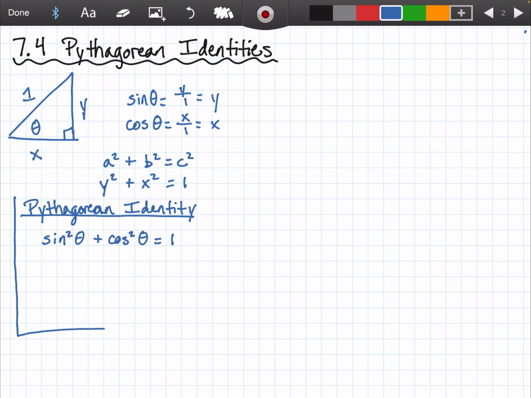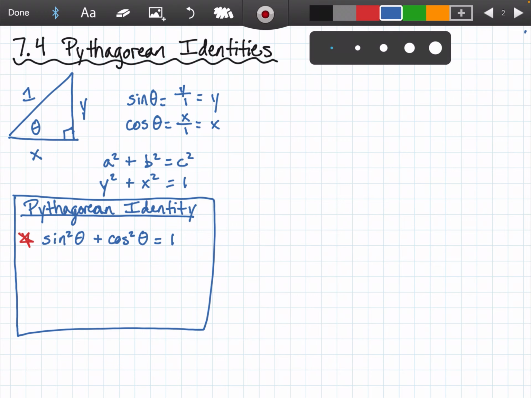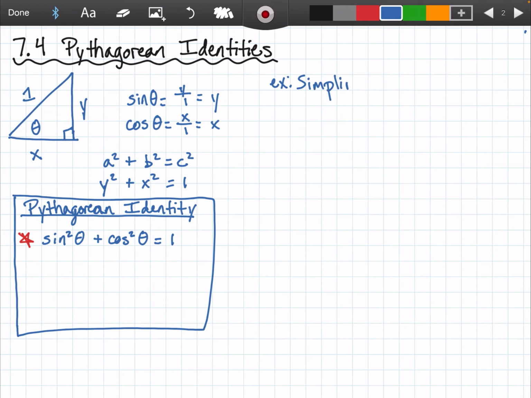I'm going to leave some extra space in this box, and we'll come back to that. So please memorize that because you will need it. Alright, let's do some simplifying.